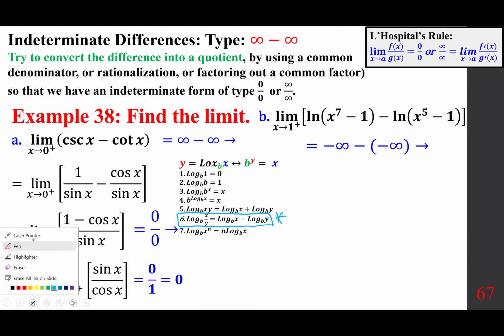We're going to use the quotient rule. Log of x over y is log x minus log y. All of them have the same base. So therefore, we're going to go from right to left, and this becomes ln of (x to the power of 7 minus 1) over (x to the power of 5 minus 1).